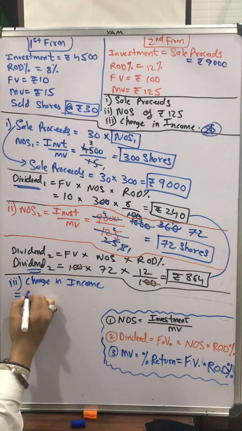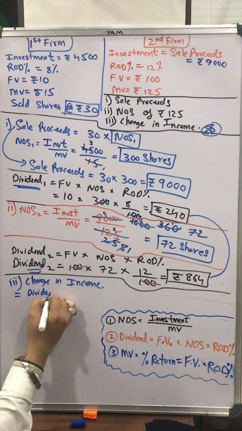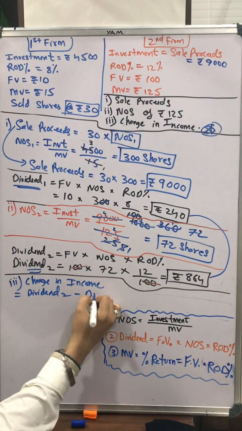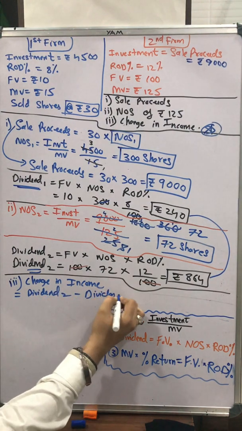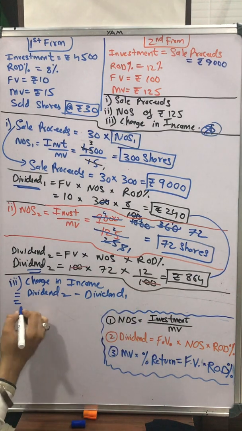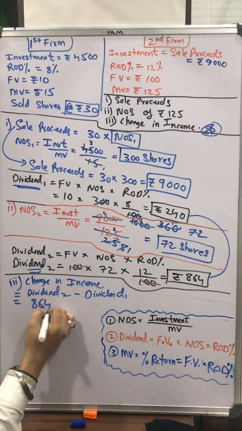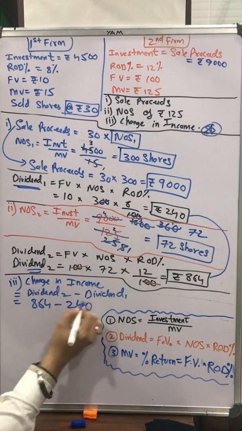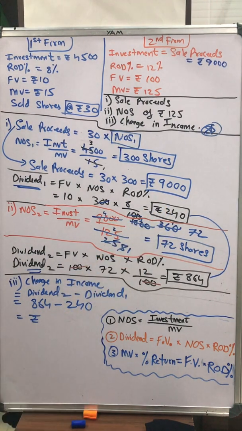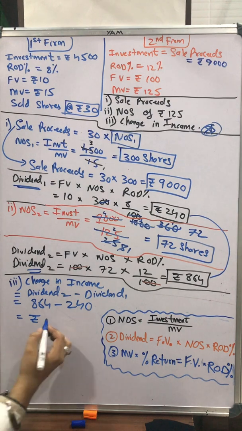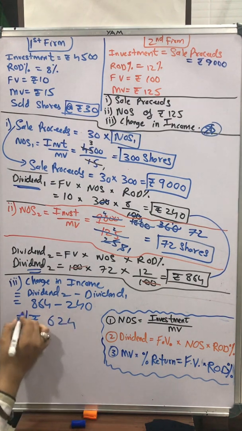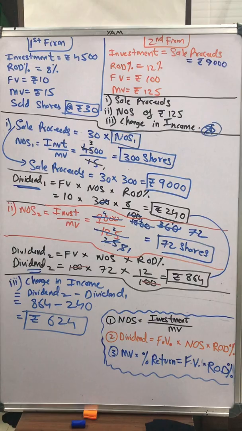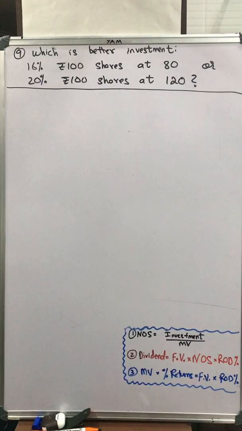Third sub question, change in income will be dividend 2 minus dividend 1. Okay, dividend 2 is how much? 864, minus dividend 1 which is 240. So 864 minus 240 is nothing but rupees 624, and this is the answer for the third sub question. This question I have selected from the textbook.